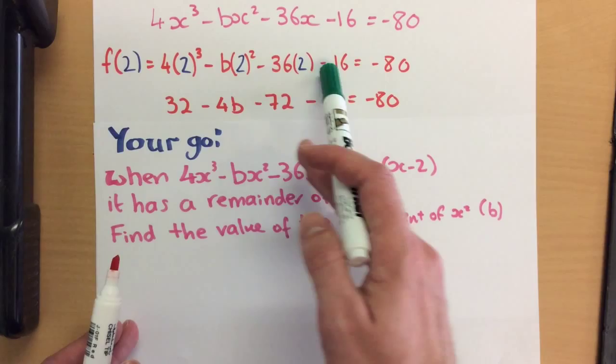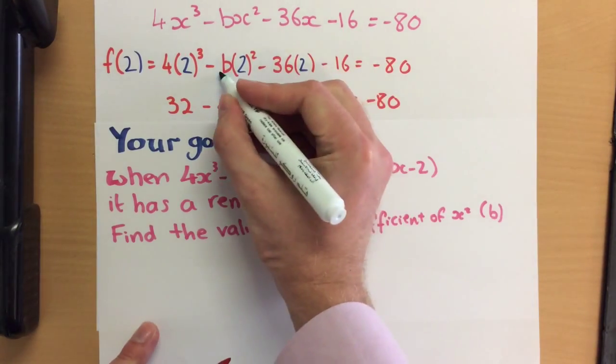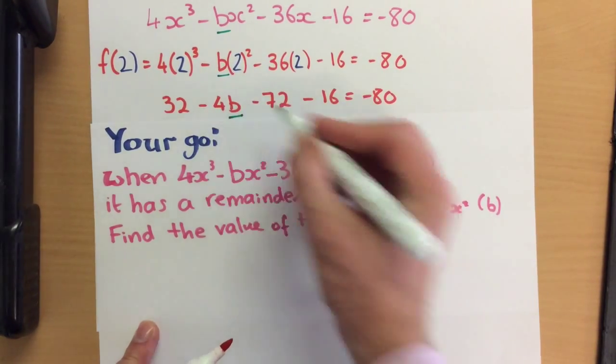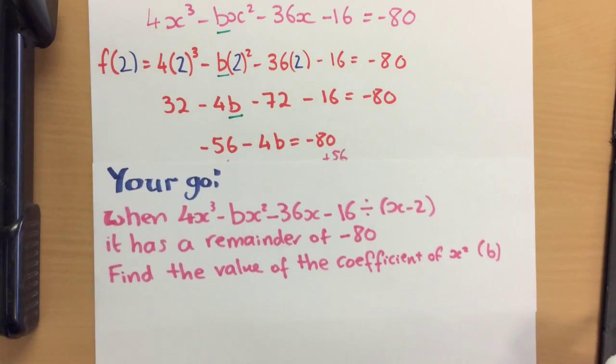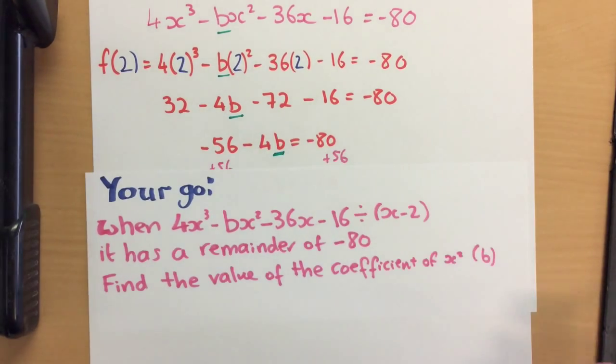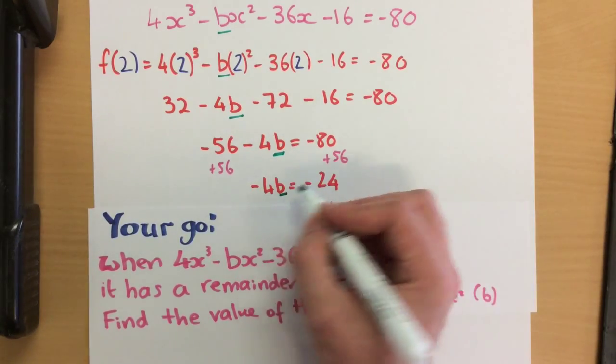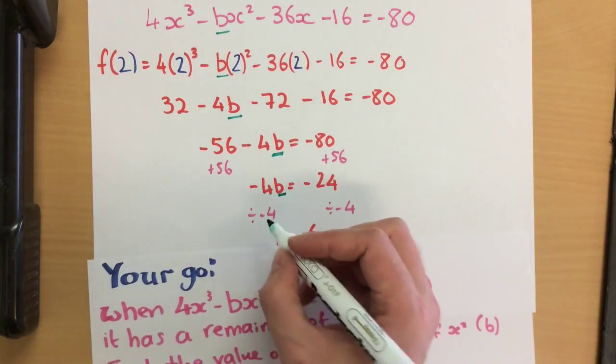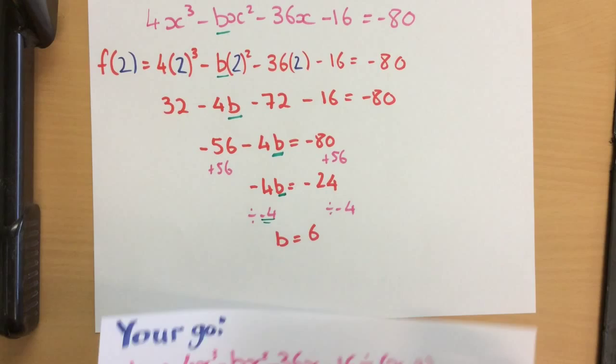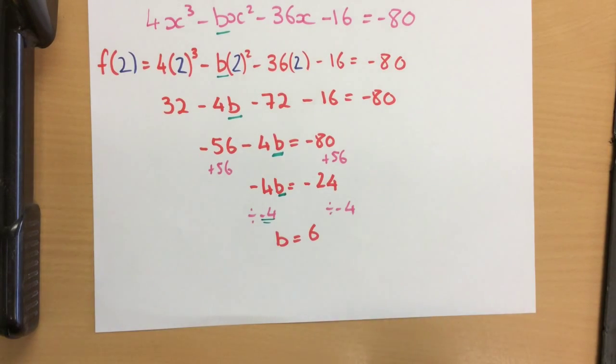Work out the sums on this side. So here's our b, the whole way through, the thing we don't know. Just give us this part of the step. Add on 56. Minus 4b is minus 24. Dividing by negative 4 gives us a solution of b being 6.